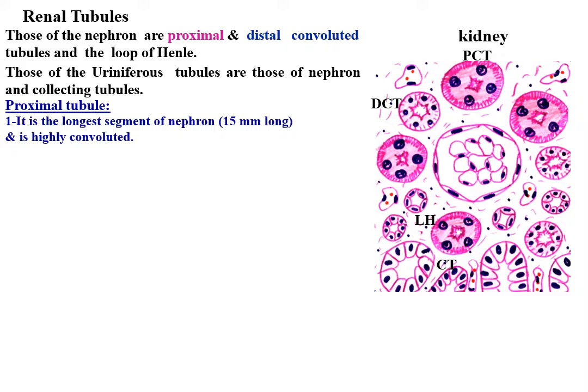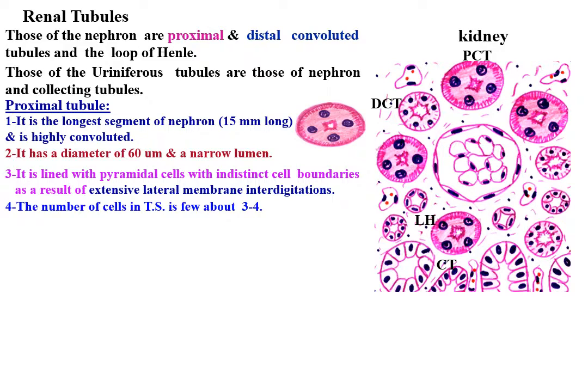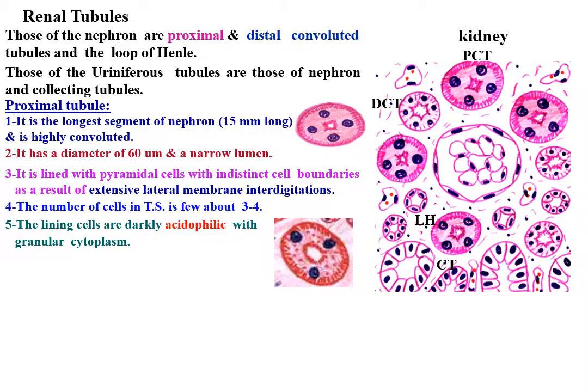It has a diameter of about 60 microns and a narrow lumen. The proximal tubule is lined with pyramidal cells with indistinct cell boundaries as a result of extensive lateral membrane interdigitations. The number of cells in transverse section is few, about 3 to 4. The lining cells are darkly acidophilic with granular cytoplasm.